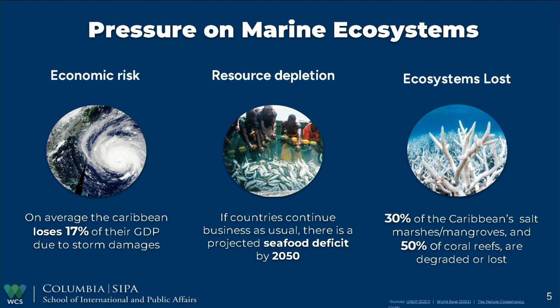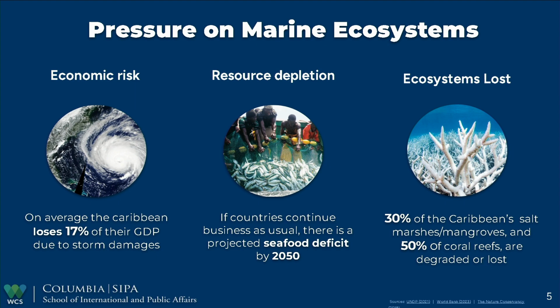But this heavy reliance on marine ecosystems places significant pressure on the ecosystems, and issues associated with economic risks, resource depletion, and ecosystem loss are very common. For instance, on average, the Caribbean loses 70% of their GDP due to storm damages that are being exacerbated by climate change. And also, it is estimated that if countries continue business as usual, by 2050, they will face a seafood deficit. And finally, 30% of the Caribbean salt marshes and mangroves and 50% of the coral reefs are being degraded or lost.